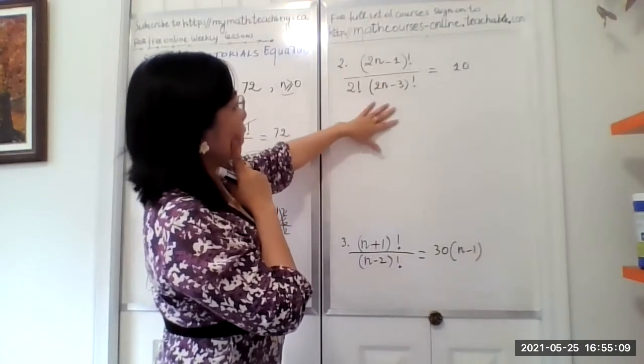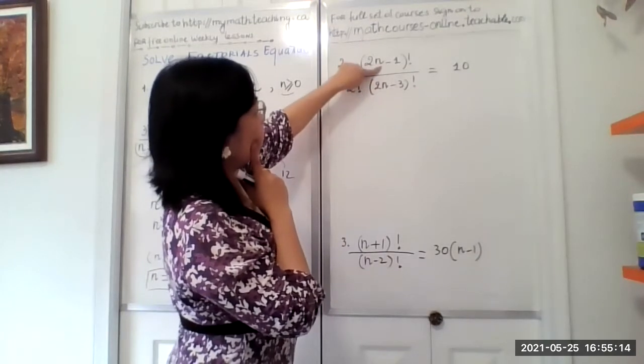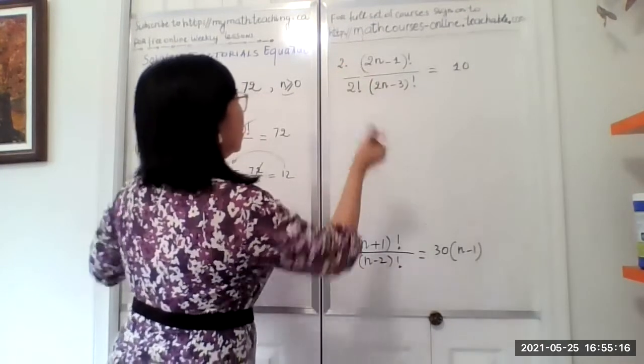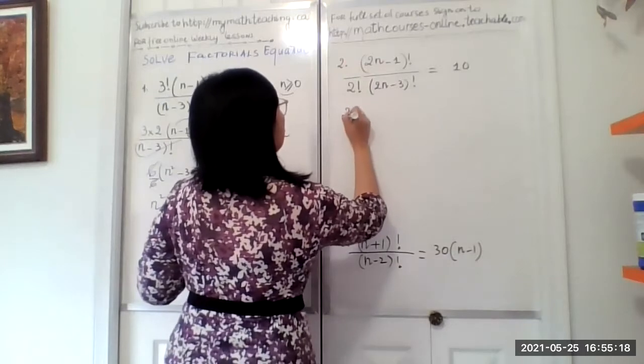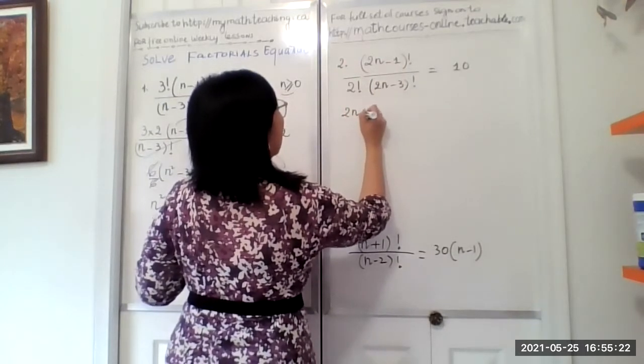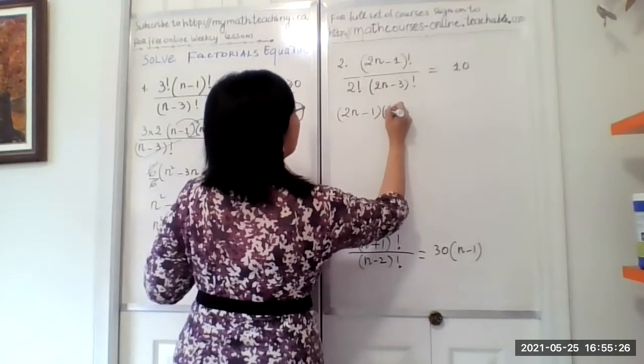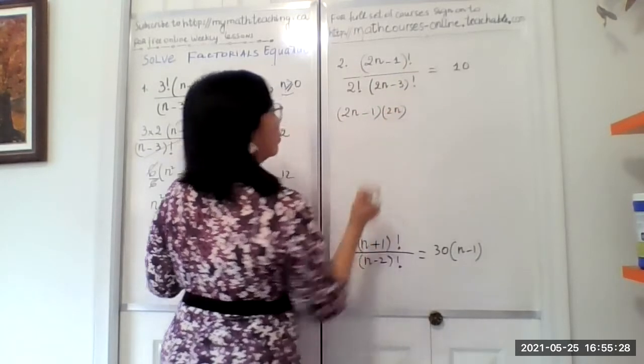So which number is bigger? We have this bigger than this. So I'm going to expand the top, right? On the top, I will expand it. 2n minus 1 becomes 2n minus 1. Factorial will be times 2n only, right?